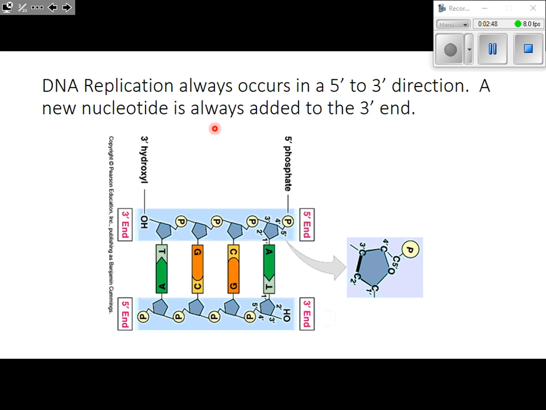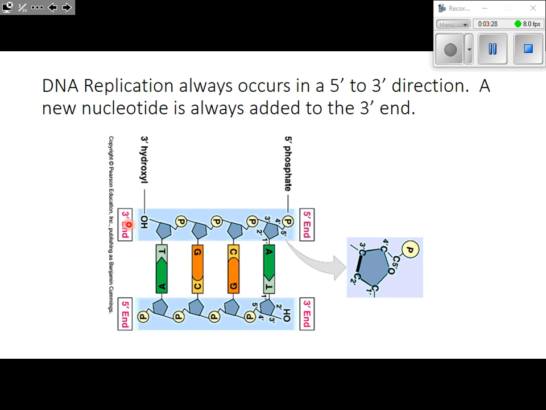And the reason that's important is because when a new strand of DNA is made, the new strand is always going to be built in a 5' to 3' direction. And whenever we want to add a nucleotide, if we wanted to make this strand of DNA longer, you always must add to the 3' end. This number 3 carbon is the one that would bond to the next nucleotide and the next nucleotide and the next nucleotide. We're always going to add to the 3' end.